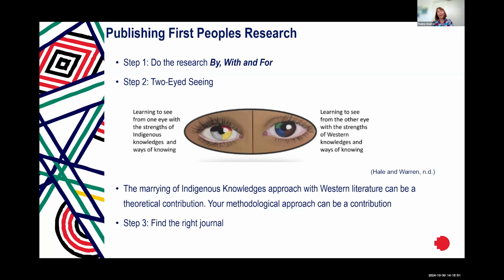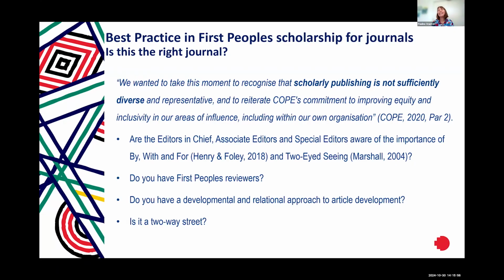So my final slide is, what is best practice in First Peoples scholarship for journals? You know, is this the right journal? If you can see from this first quote, there's actually a lot of discussion at the moment in scholarly journals and scholarly publishing houses about realizing that a lot of scholarly publishing is not sufficiently diverse and representative, and starting to challenge that. So some questions that we have from the experiences we've had over the past few years would be, when you look at some of these journals, are the editors-in-chief, the associate editors, the special editors, the people who make the decisions, the gatekeepers about what comes in and what gets sent out for review, are they aware of the importance of by, with, and for? Do they understand the value of two-eyed seeing and two-eyed thinking? Do they have First Peoples reviewers?